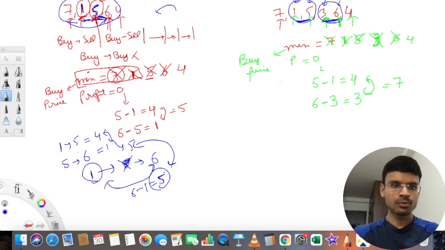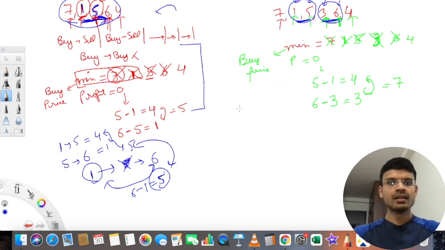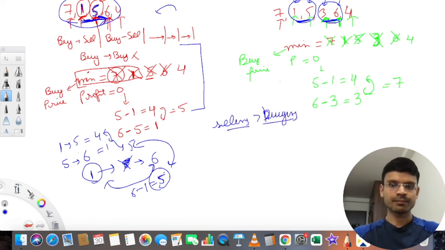So the answer in both the cases would be the same, but the implementation would be much simpler. Like in the first approach, I have to maintain a loop which tells me that the sequence is monotonically increasing, and what is the index at which I don't have to sell that stock. But this approach looks much simpler to me: whenever the selling price is greater than the buying price, I just sell it without thinking anything. And whenever I sell that stock, I also buy the stock at that particular price. So in that way the implementation is much simpler.